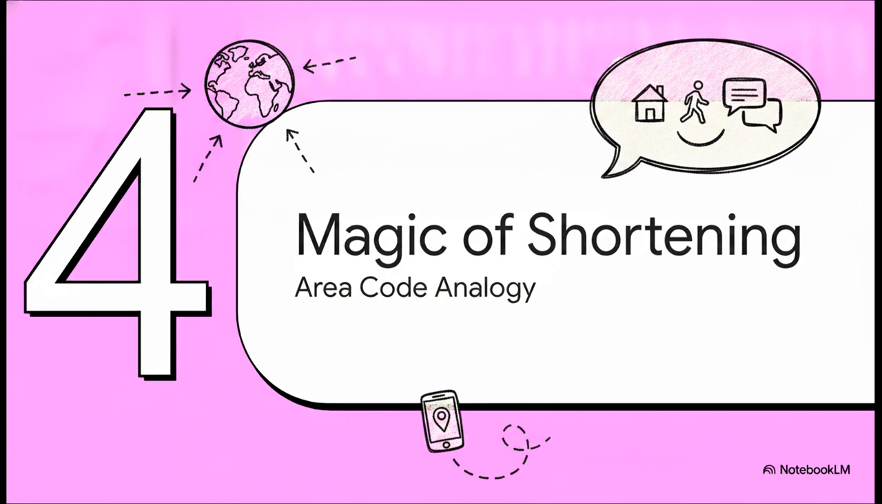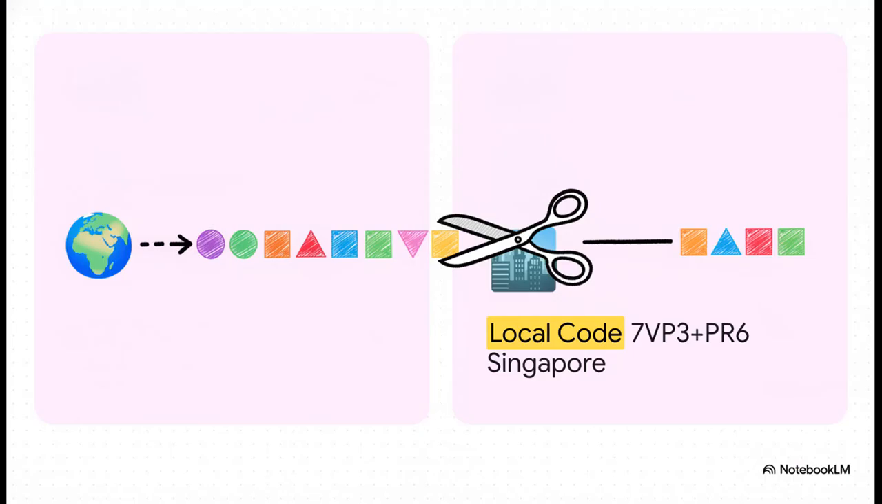Let's move to this next part and see how this builds. Because let's be honest, 10 characters is still a bit of a mouthful for everyday conversation. This is where the system gets brilliant. You can actually shorten these codes using what I like to call the area code analogy.